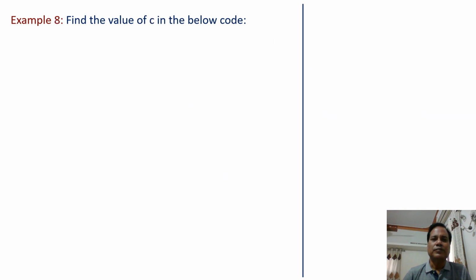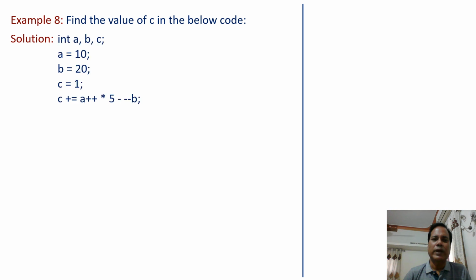Now again in this example, we have to evaluate the value of c, in which the += operator, that is a shorthand operator, is used, and also the post-increment operator and pre-decrement operator together with the multiplication operator and addition operator are there. So many operators are present in this one. So again we have to follow the precedence and associativity of the operators. Then we can get the correct result.